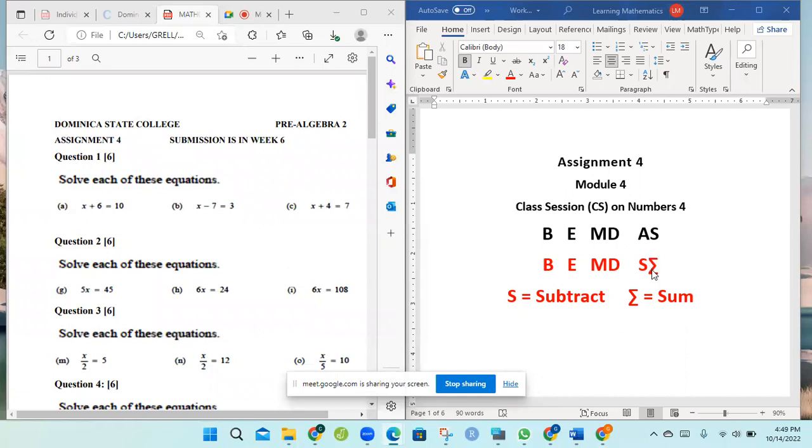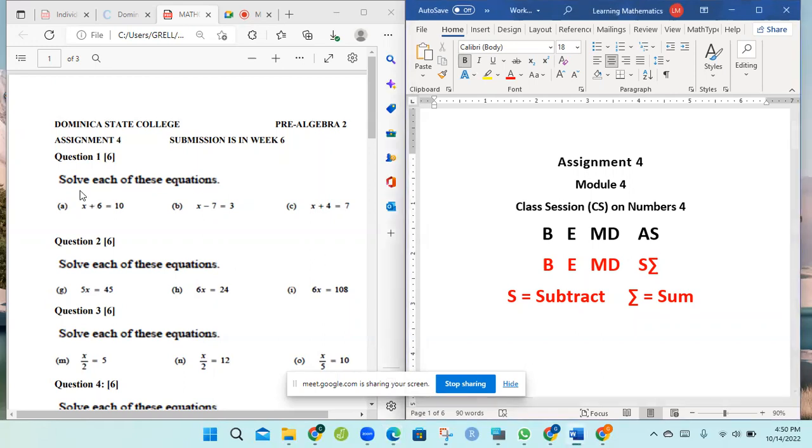Whenever you see the symbol, it means to add, it means to sum. Now both subtract and sum start with S. So here I choose to use S for subtract and this Greek symbol for sum or addition. So it's like BEMS. The whole point is that addition and subtraction come in at the end. All right, so familiarize yourself with this symbol. Whenever you see it, just know that you have to sum.